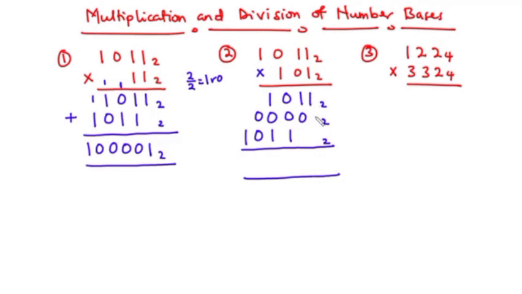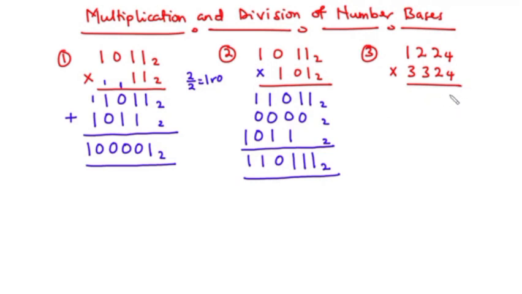So we have 1 plus 0 is 1. 1 plus 0 is 1. 0 plus 0 plus 1 is 1. 1 plus 0 plus 1 is 2. So 2 divided by 2 is 1 remainder 0. So we have 0 and then we carry on the 1. 1 plus 0 is 1. And then 1 plus 0 is 1. So this is our final answer. Let's move on to the third example.